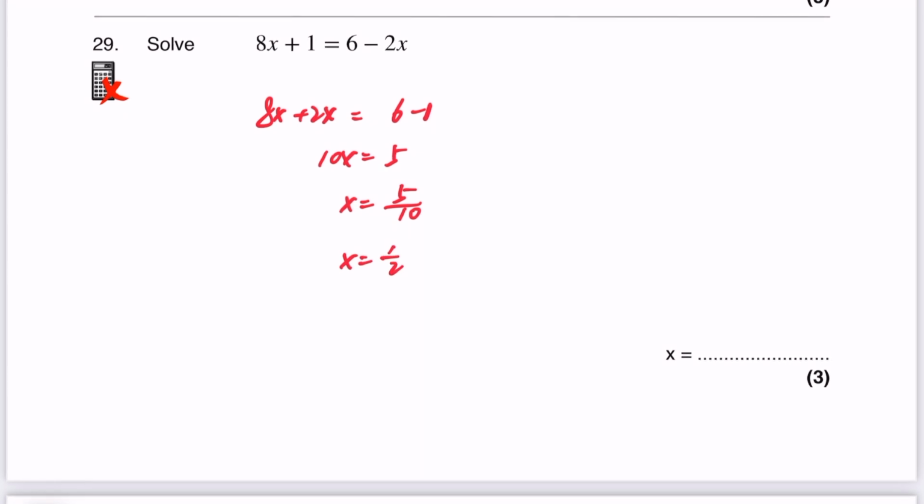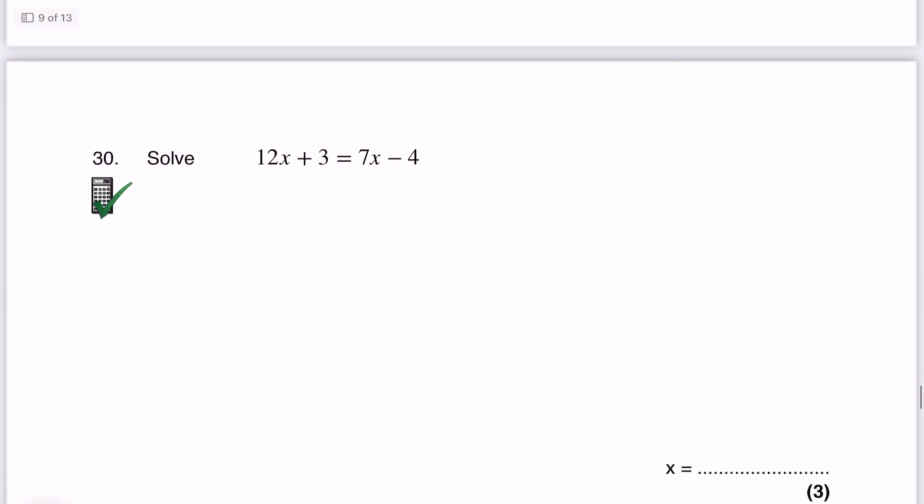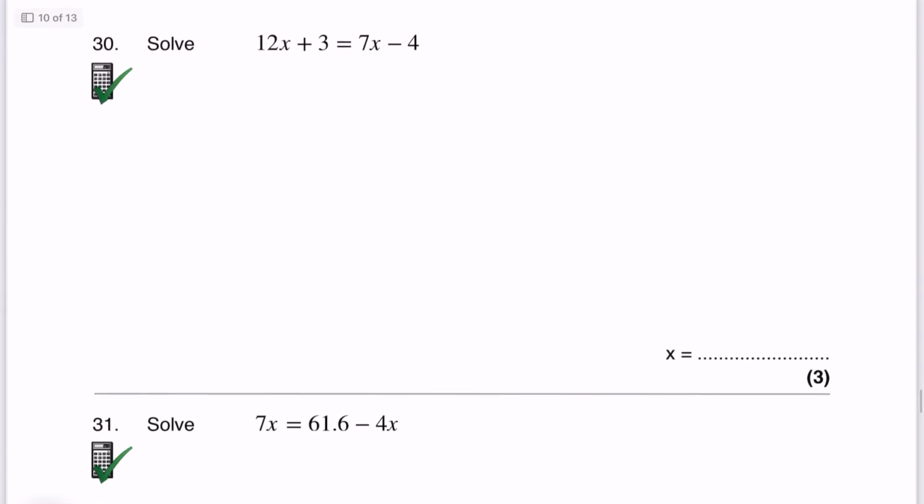Okay, let's move on to the next question. For question 30, I'll still do the 2 rearrangements in one step. 12x minus 7x equals minus 4 minus 3. We can see that I have rearranged the 7x and the 3 in the same step, which would give us 5x equals minus 7. The final answer is minus 7 over 5.